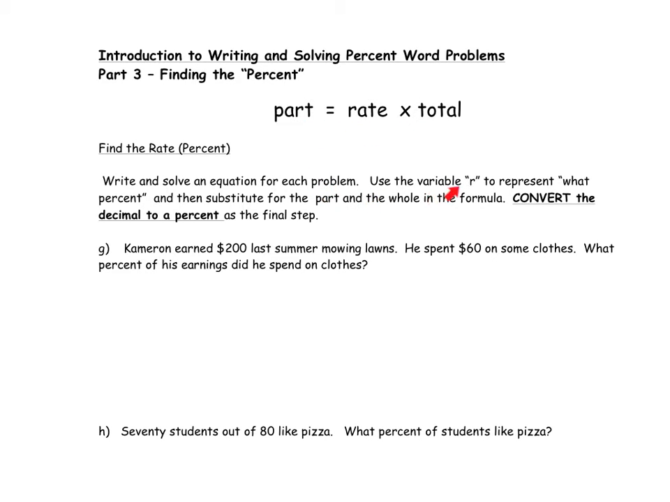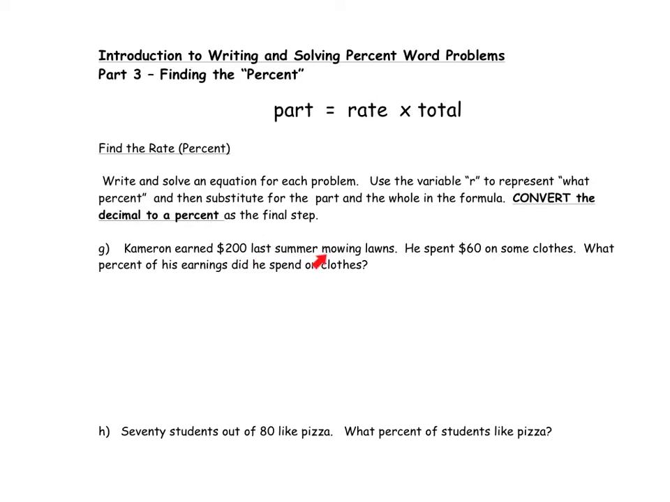We're going to use the variable r to represent when we see what percent. Today, they're not going to tell us the percent. We're going to see the words what percent. That's what we need to find. Then we're going to substitute for the part and the whole, otherwise known as the total, in our formula. But we have one additional step. Our answer is going to be a decimal, and we need to convert the decimal to a percent as a final step. So let's try our first example.